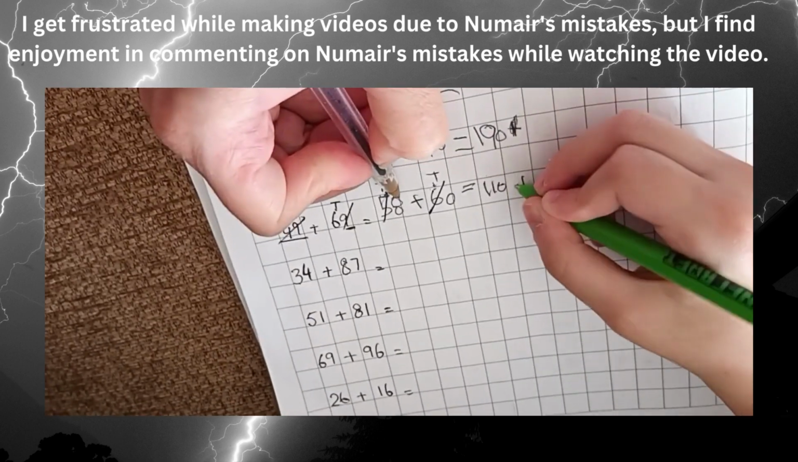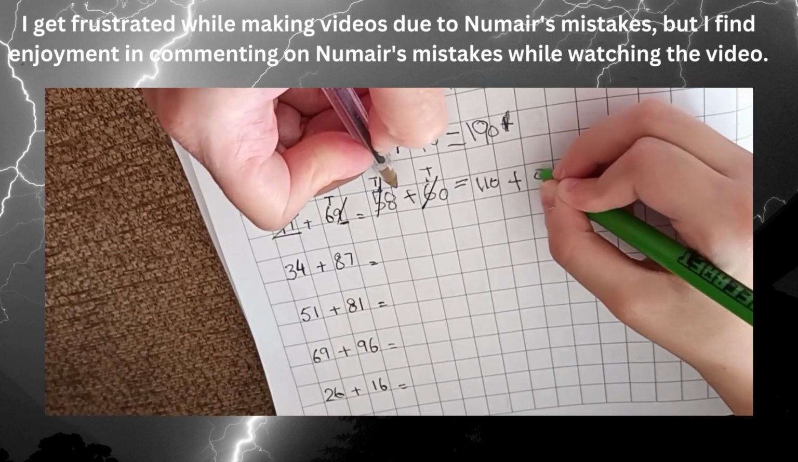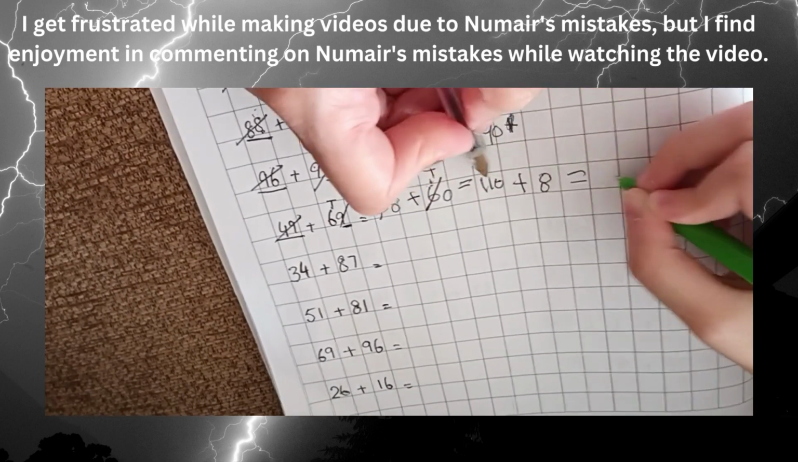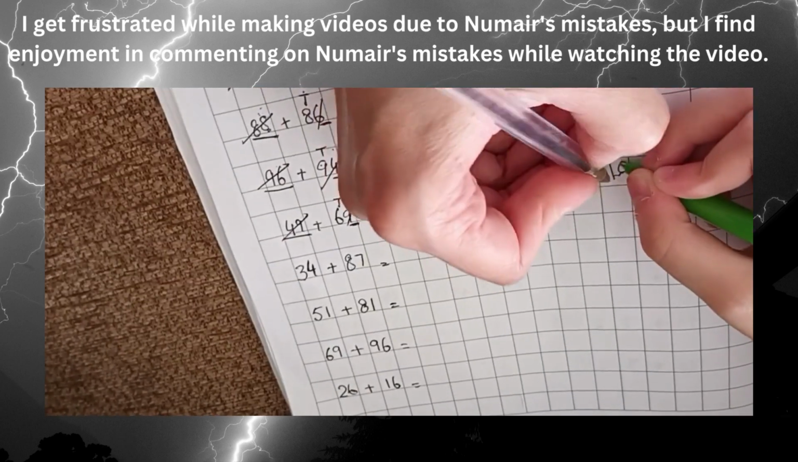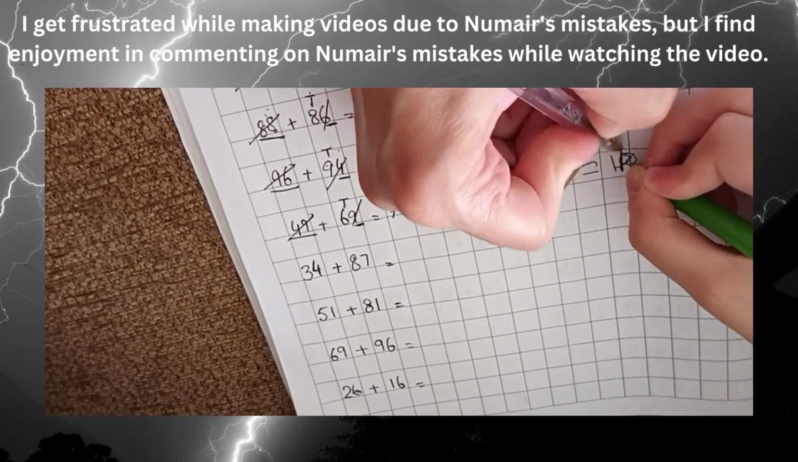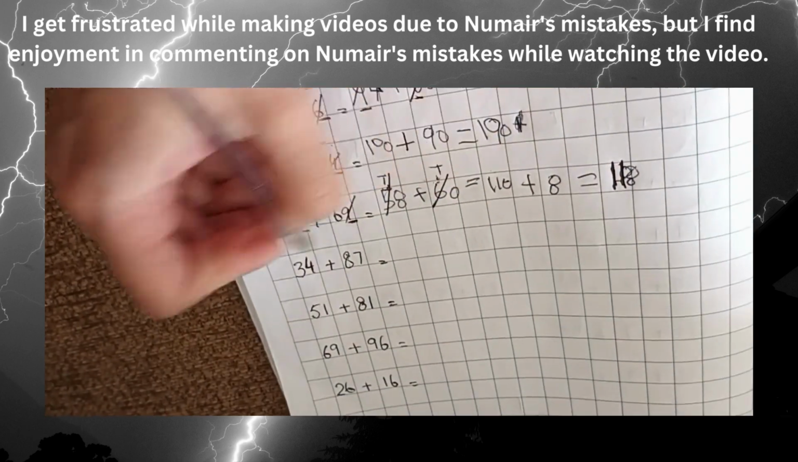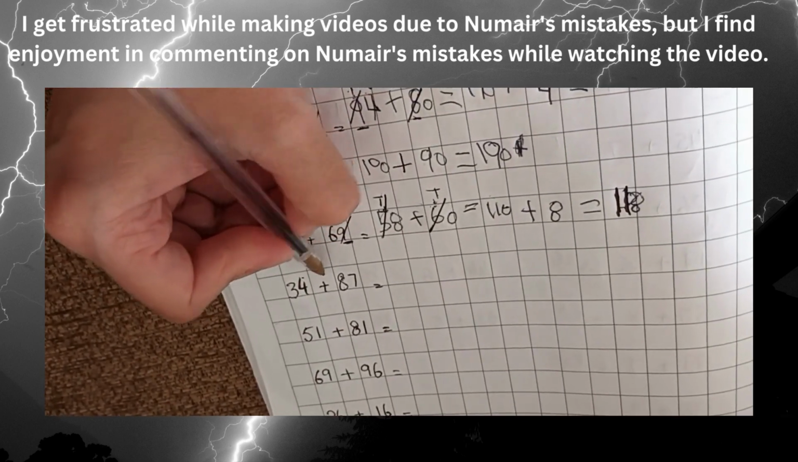What's left? Add 8. Good boy. 110 is 100 add 10, add 8, is equal to... Come on, it's okay. So what's the answer? 118. Good boy. Okay, next: 34 add 87.